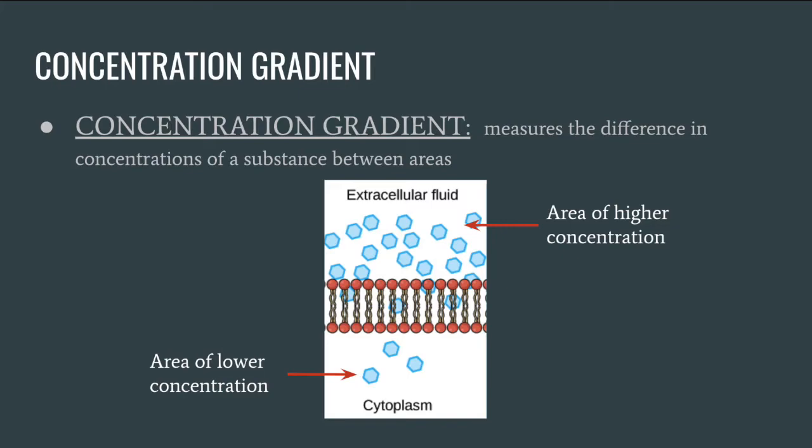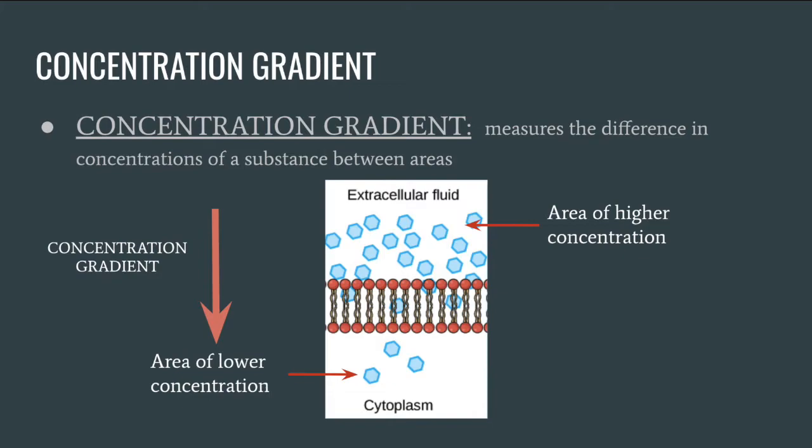Concentration gradient just measures the difference in the concentration or amount of substance in different areas. So in this example here, we have an area of higher concentration of our blue solutes in our extracellular fluid, and then we have an area of lower concentration present in the cytoplasm. Therefore, this difference is going to create a concentration gradient. This gradient is going to want a balance on both sides of the cell membrane. So what we will see is a natural flow of those blue solutes down across the membrane into the cytoplasm until both sides are equal in amount.